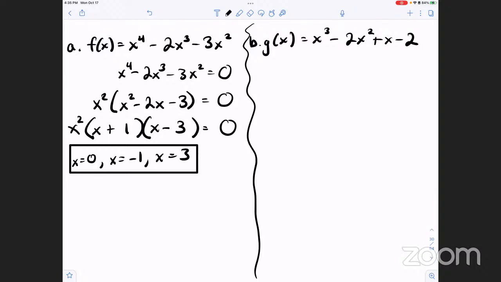So then for B, we want to do something similar. We want to find the zeros, okay? So let's start by setting it equal to 0. So then we have x cubed minus 2x squared plus x minus 2 equals 0. Okay, right there.